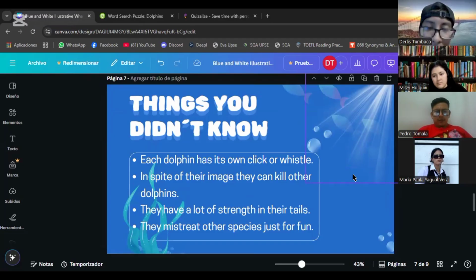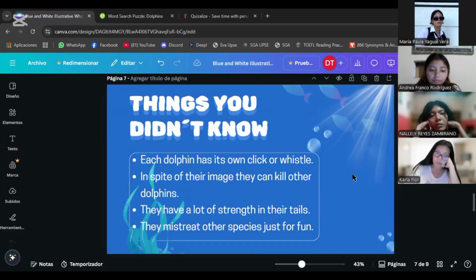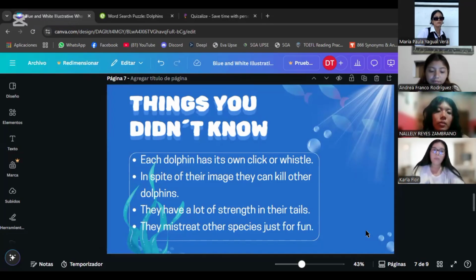Things you didn't know about dolphins. Nayeli, can you help me reading, please? Just the first point. Each dolphin has its own click or whistle, which in our language is commonly known as its name. And one thing about dolphins is that they can remember their name for at least 20 years.